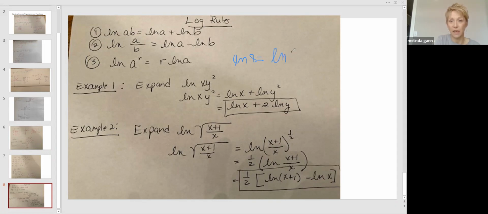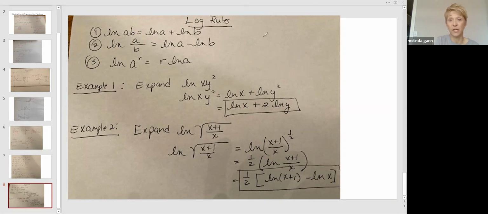Remember, you found 2 a minute ago. Well, according to rule number 3, I can take that 3 and move it down front. So I can do 3 times the natural log of 2. So what I want you to do again, stop it and verify. Find the natural log of 8 and save that answer. Then find the natural log of 2 and triple it and see if those match.